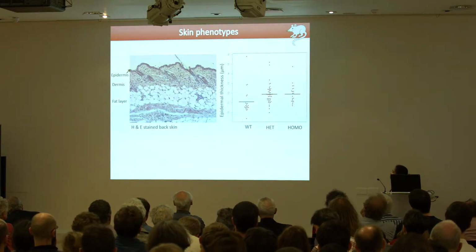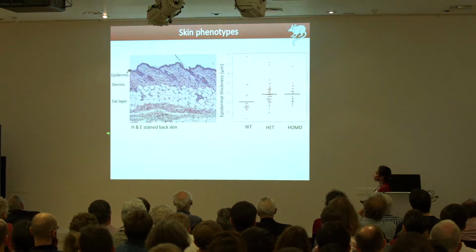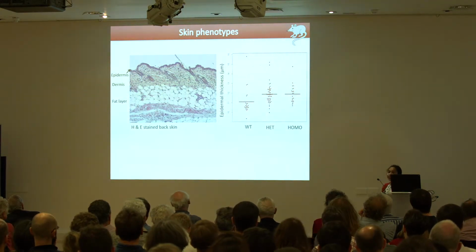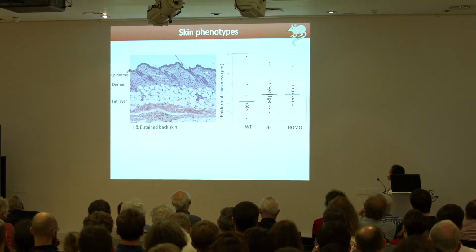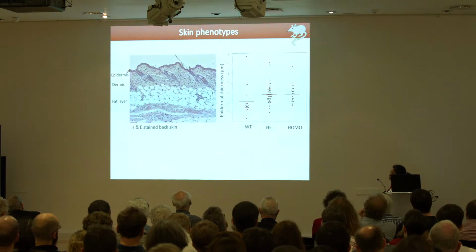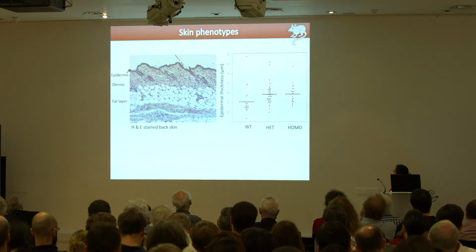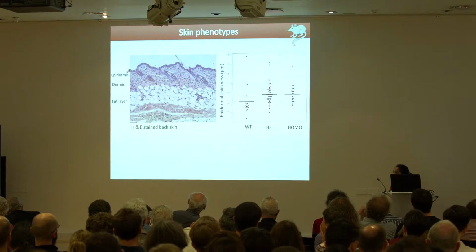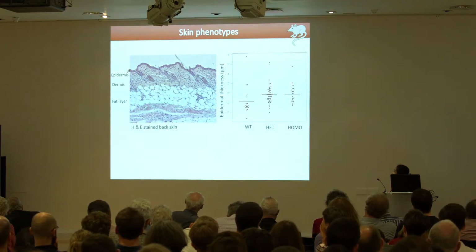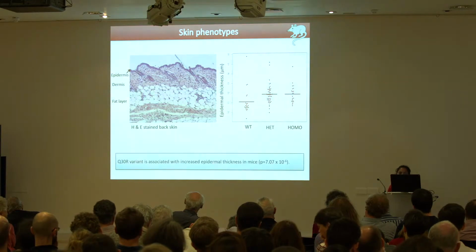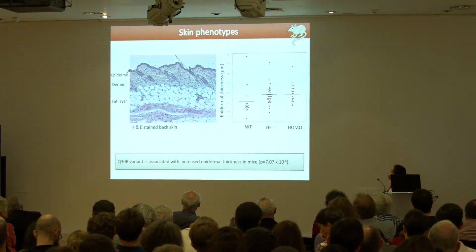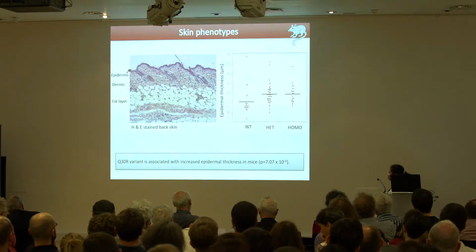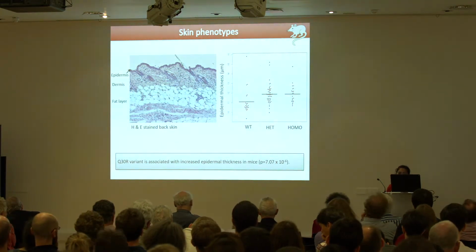Coming to the skin phenotypes, here on the left-hand side, you can find the H&E stained back skin. We made paraffin-embedded sections, and then we measured the epidermis, the dermis, and the fat layer. We didn't find any significant differences in the dermis and the fat layer. However, in the case of epidermal thickness, as the graph shows, we did find a difference among the wild types and the het and the homozygous variants. What you see is representative data, and each data point represents a mouse. There are a combined 91 mice presented here. And we did find that the point mutation contributes to increased epidermal thickness. And we did find the effect of the genotype.